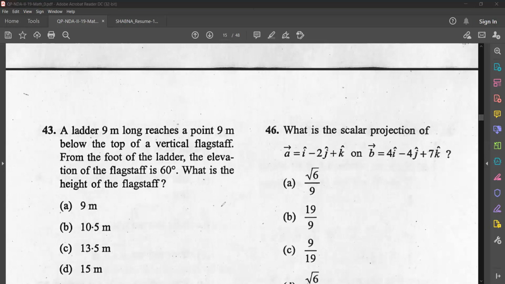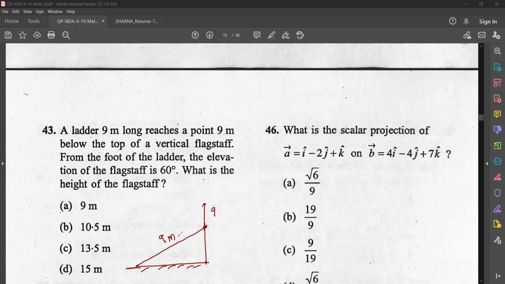Okay, so let's see how to draw the figure. Ladder 9 meters long reaches a point 9 meters below the top of the vertical flag staff. So 9 meters below the top of the vertical flag staff, it is reaching here. Ladder 9 meters long. From the foot of the ladder. So this is ground. This is foot of the ladder.